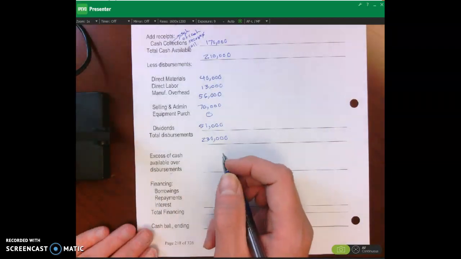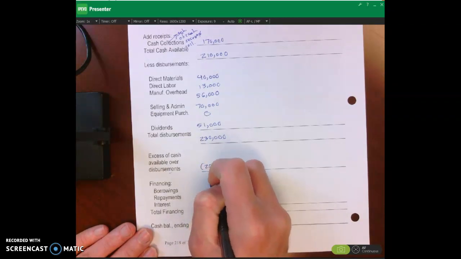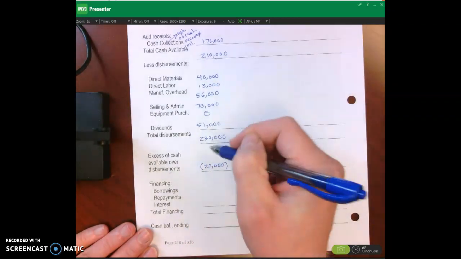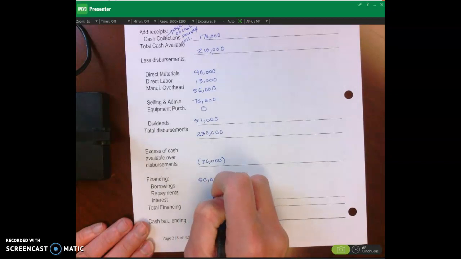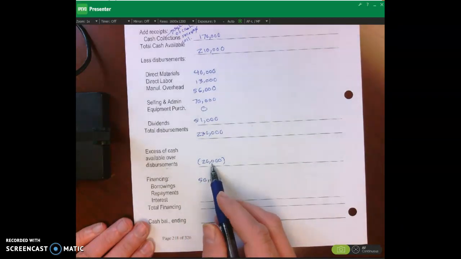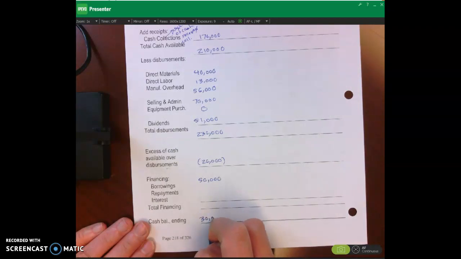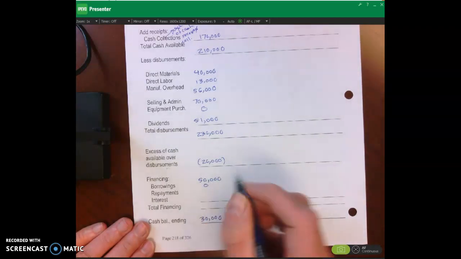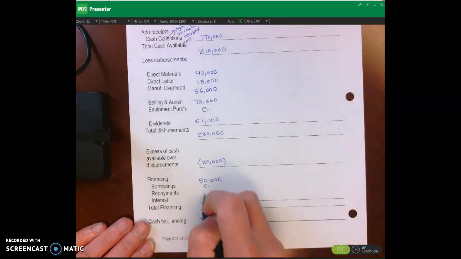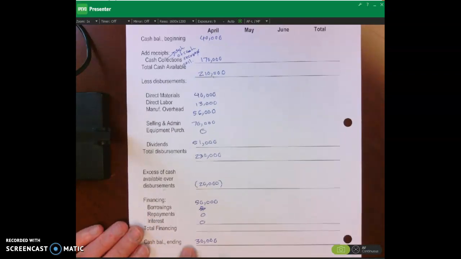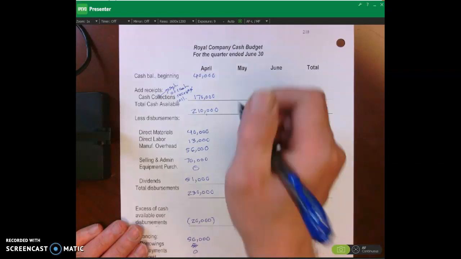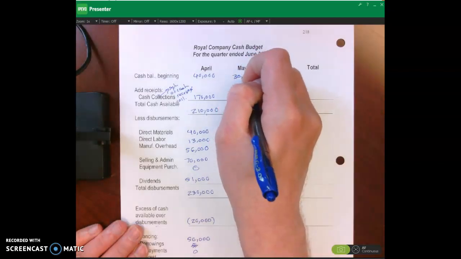So I'll come down here. Let's say my excess cash is negative $20,000: 210 minus 230, negative 20. I'm going to borrow that $50,000 that I was just talking about. And the 50 plus a negative 20, $30,000 right there. We don't repay anything until June, which is the end of the quarter. We don't do any repayments until June. We don't do any interest until June. Okay? Now, this is ending from April. And just like what we've been talking about with the other budgets, that becomes beginning for May.